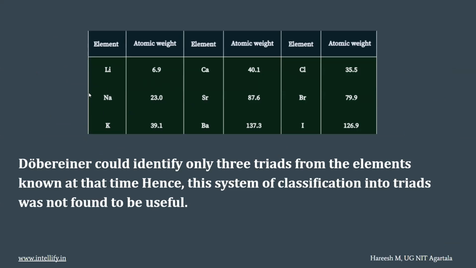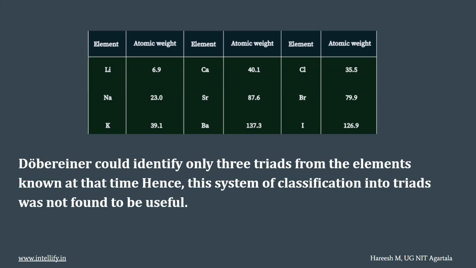But this method was not useful. Do you know why? Dobereiner could identify only 3 triads from the elements known at that time. Hence, the system of classification into triads was not found to be useful.